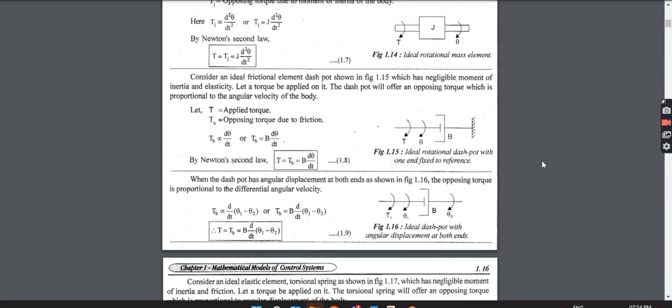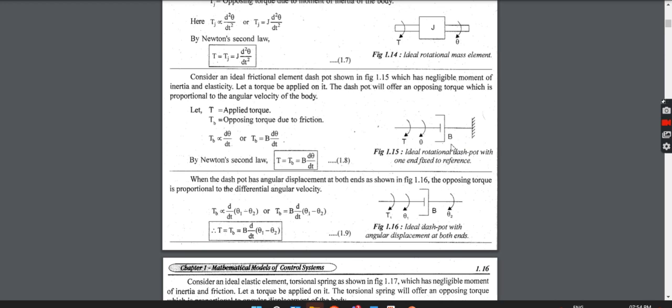Now dashpot. If a torque is applied on dashpot B, then it is opposed by an opposing torque due to the rotational friction of the dashpot. This opposing torque is proportional to the angular velocity of the body. Let's assume the moment of inertia and elasticity are negligible. So we'll end up with the equation B times d theta by dt equals T.